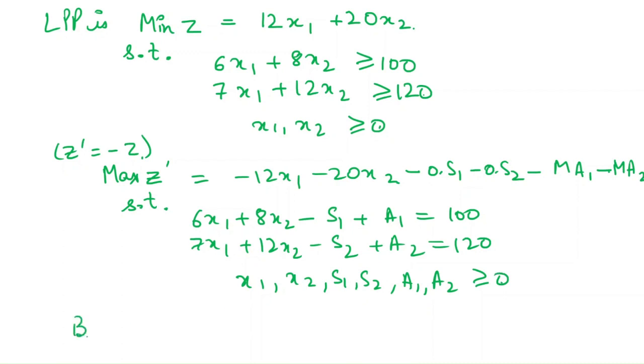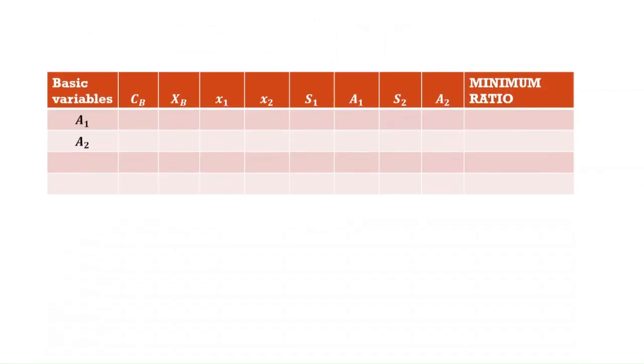So what is the basic solution that we are getting? This is our second step. So basic solution is nothing but A1 is equal to 100 and A2 is equal to 100, and these are the basic variables, and rest all the 4 variables are the non-basic variables. So let's quickly move to the initial table that we have.